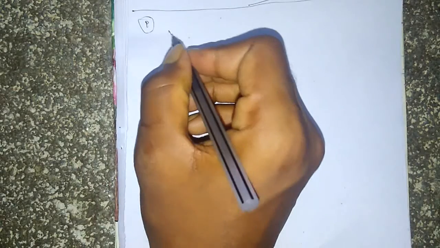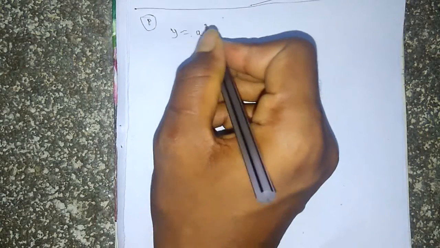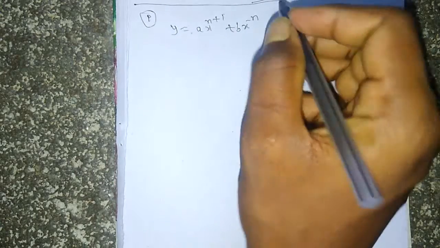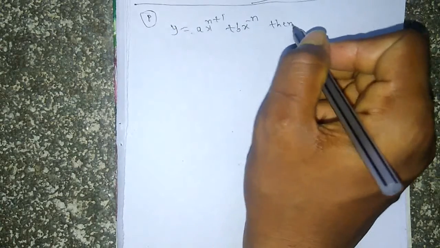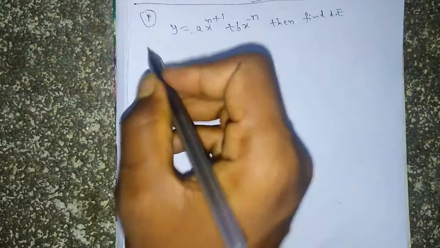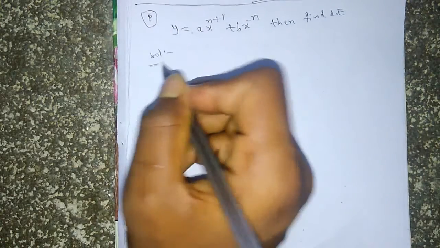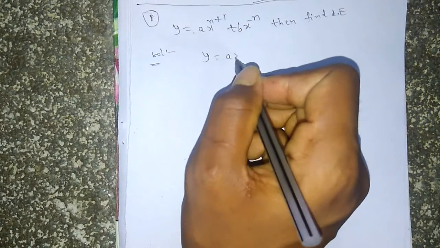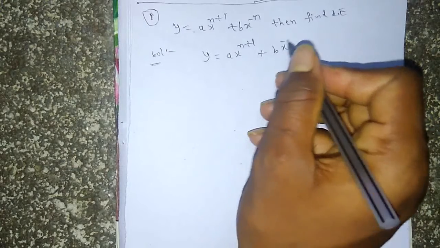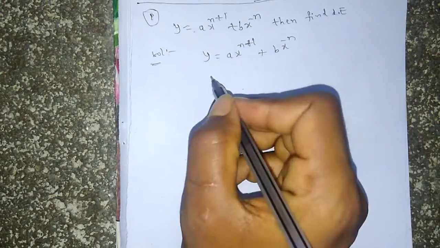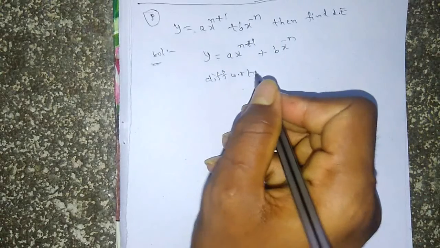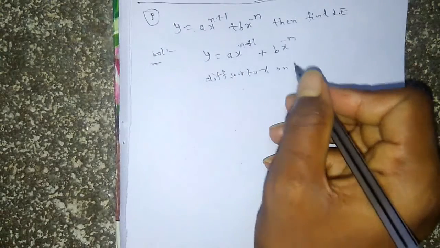Our next problem is y is equal to a into x power n plus 1 plus b into x power minus n. Find the differential equation. Y is equal to a into x power n plus 1 plus b into x power minus n. Here two arbitrary constants are there, so we need to differentiate twice. Differentiate with respect to x on both sides.